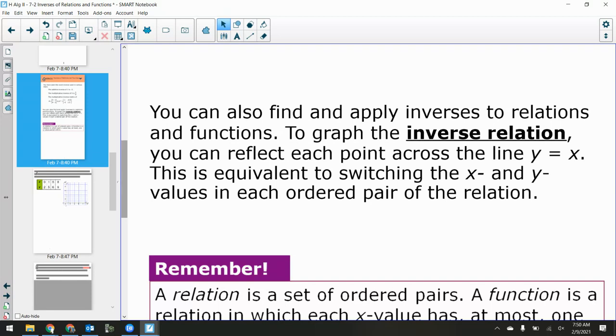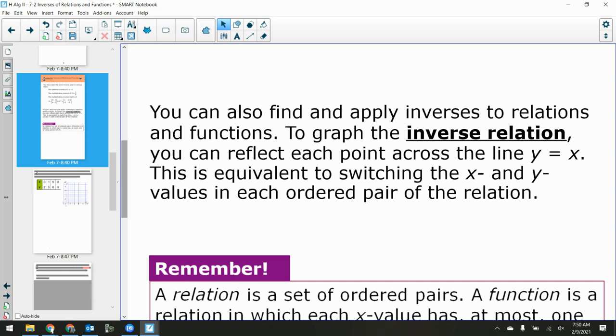To graph an inverse relation, remember the distinction between relation and function is that the function passes the vertical line test. So I'm going to be using that term a little loosely. Just know that whenever I say a function, I'm saying some sort of equation, some sort of relation. You can also find and apply inverses to relations and functions.